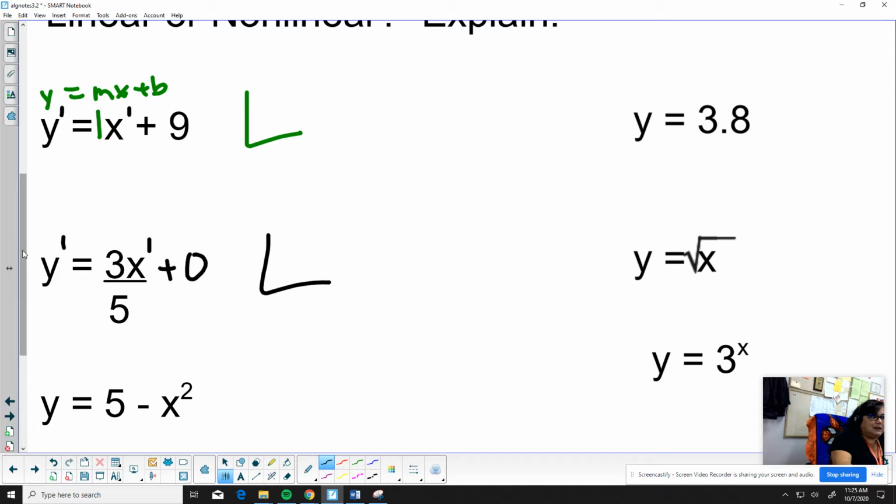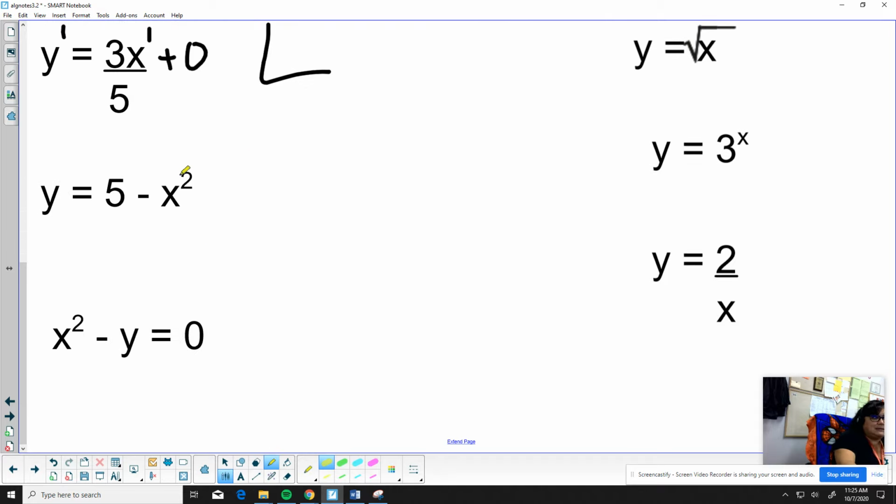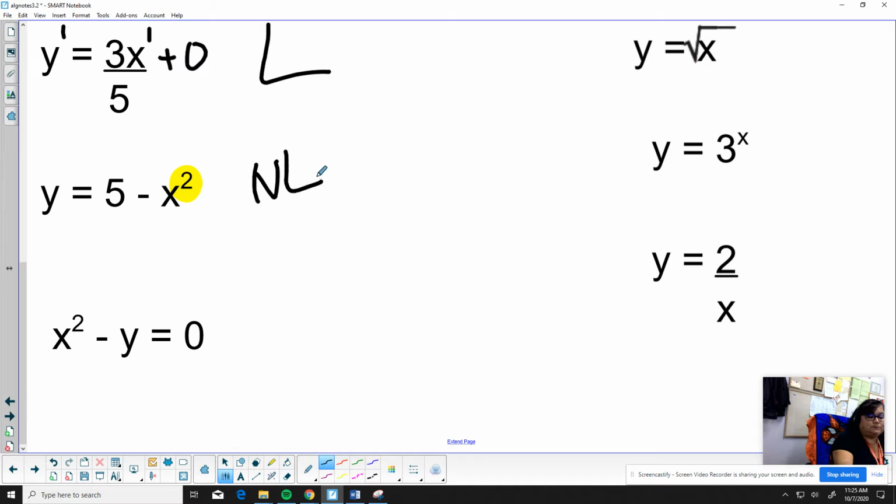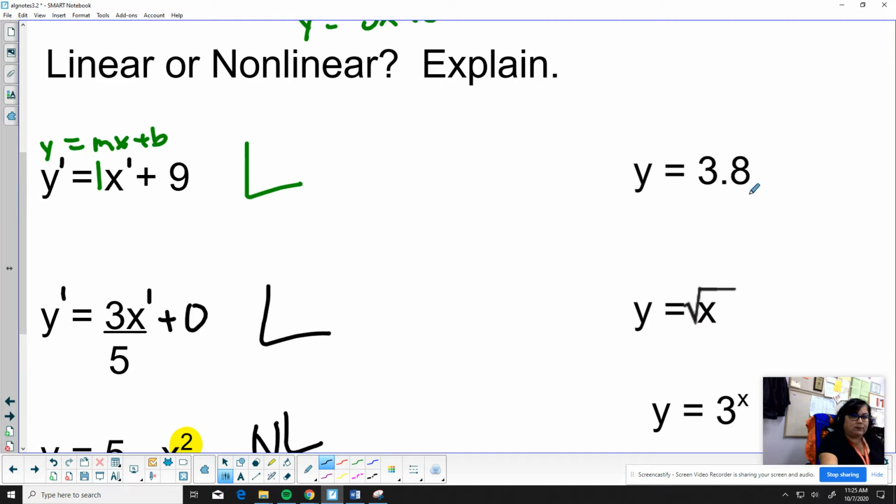All right, let's look at this one. Notice that this one has an exponent of 2. Did you notice that? That one's nonlinear. Okay, same thing for this one. It has an exponent of 2. It's also nonlinear. Okay, let's go over here. Y equals 3.8. That's linear. Okay, it's got a y and it has an exponent of 1.